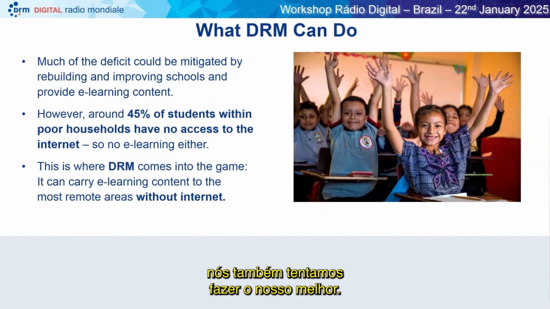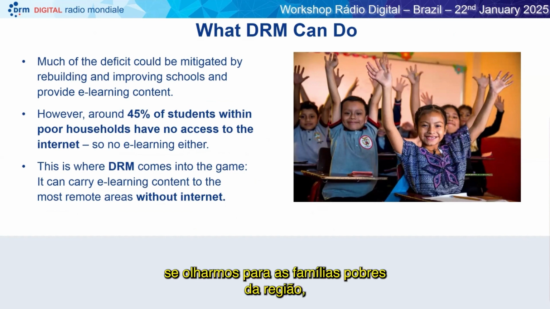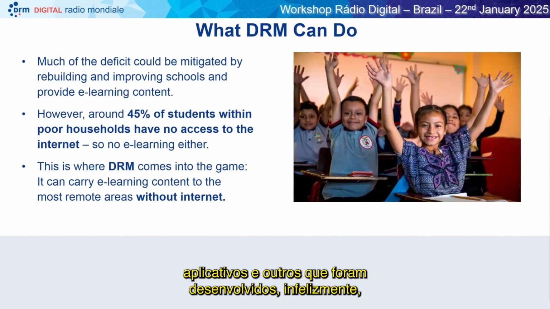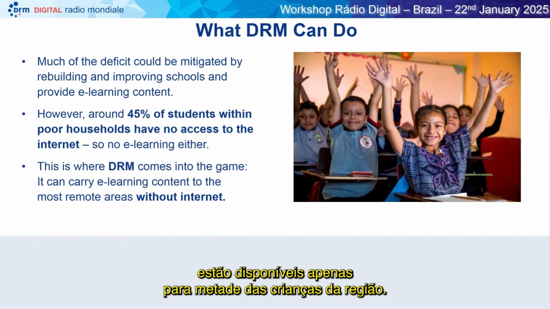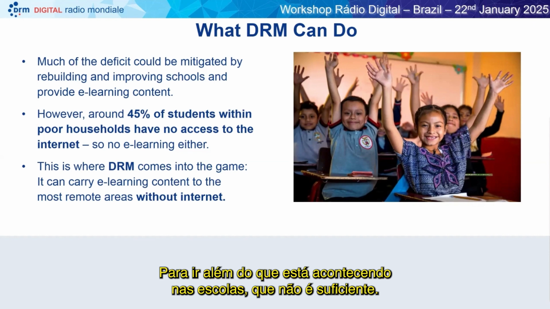But another problem in the region is that if you look at the poor households in the region, around 45% of the students within the poor households don't have any access to internet. So all these nice e-learning programs and apps that have been developed, unfortunately, are only available to half of the children in the region. So what happens to the other half? How can they be served? Additionally to what's happening in the schools, which is not enough.